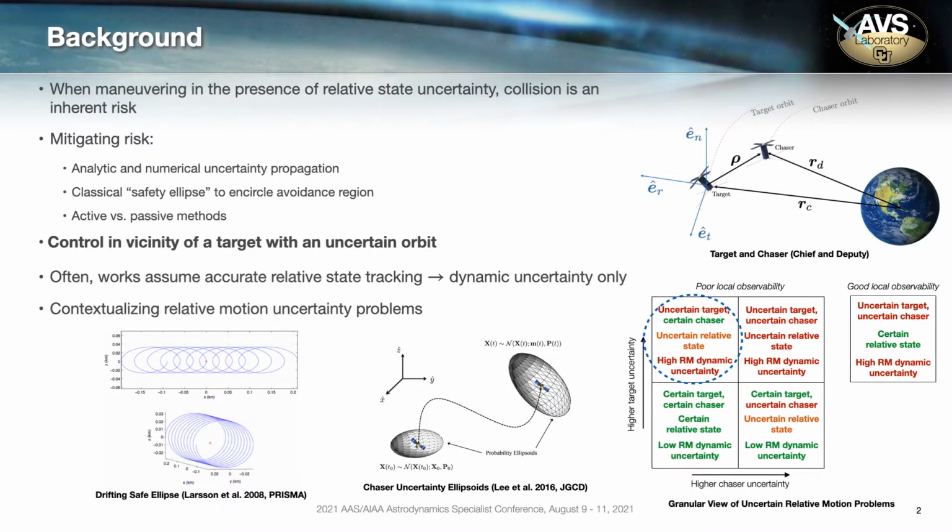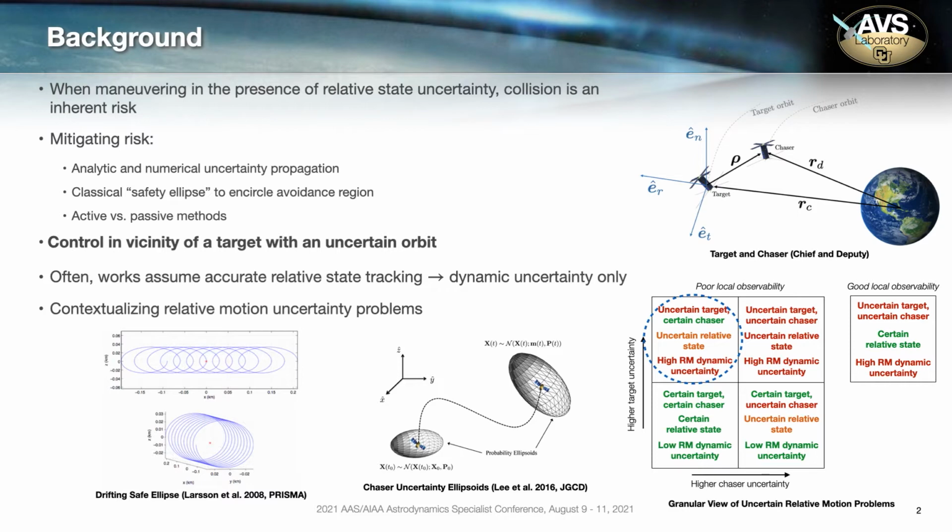When maneuvering in the presence of relative state uncertainty, collision is an inherent risk. A lot of people have done work in various techniques and methods for mitigating that risk. There's work in analytic and numerical uncertainty propagation. An analytic example is given by the work of Lee et al. in 2016. This figure down here in the center of the bottom is one of theirs.